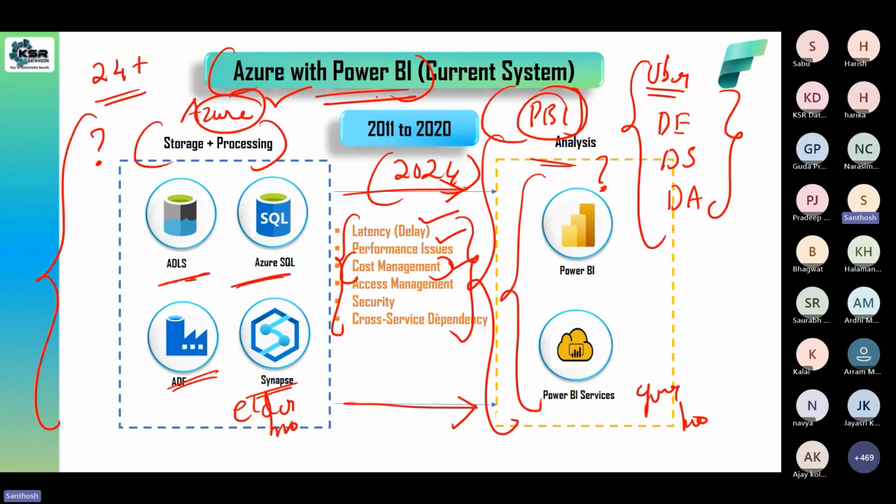And there are access issues. Some people will have access to this, some people will have access to that, and security. And in fact, there is a cross-service dependency. By chance, if the data did not flow on time from the other component, this is gone. Your Power BI report cannot handle it. It is well said that your Azure has to send the data, process the data, and store the data.